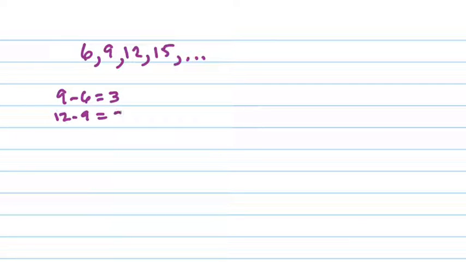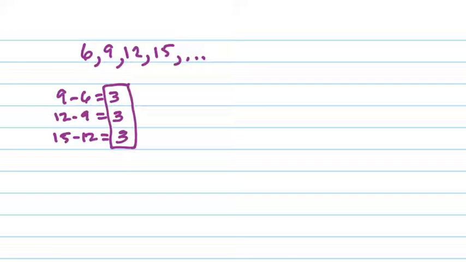So we had 6, 9, 12, 15, etc. So we take 9 minus 6 gives us 3, 12 minus 9 gives us 3, 15 minus 12 gives us 3. So we see that we do indeed have a common difference. So this is a linear pattern. So our A in this case is 3. So first part is easy. Just put our 3 in front of our n.